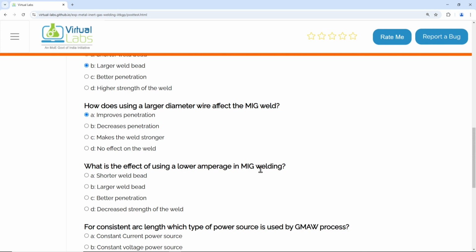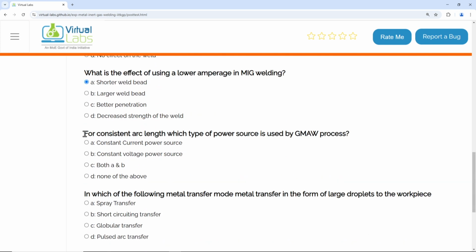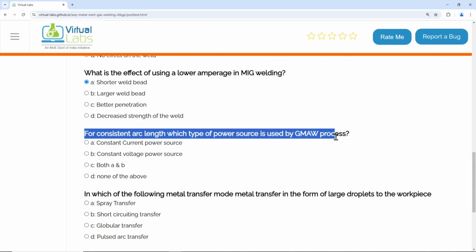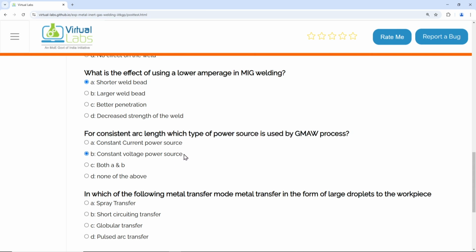If the current is lower, we get shorter weld bead. For consistent arc length, which type of power source is used by GMAW process? This we have discussed in the last lecture. Constant voltage power source for self-regulating is used for having a consistent arc length.